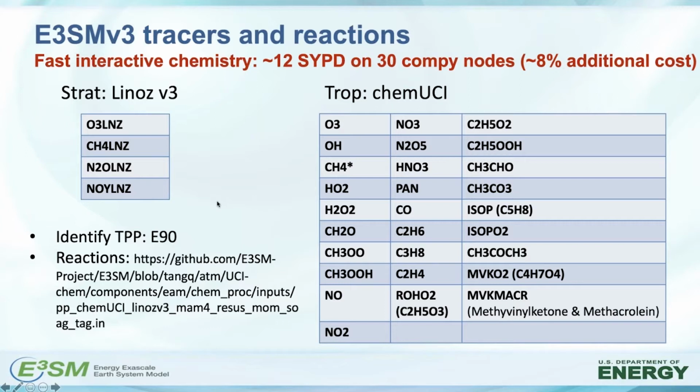And to separate the stratosphere and the troposphere, we introduce the tropopause identification tracer. It's an artificial tracer, E90, with uniform surface emissions and a 90-day e-folding decay time everywhere in the atmosphere. For the reactions, you can find them on this GitHub link.